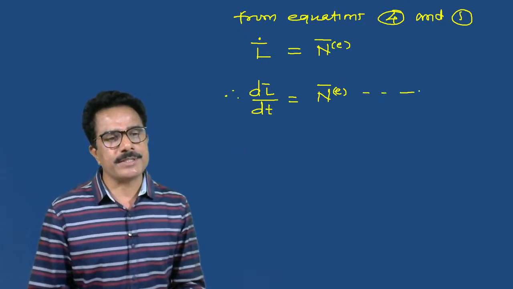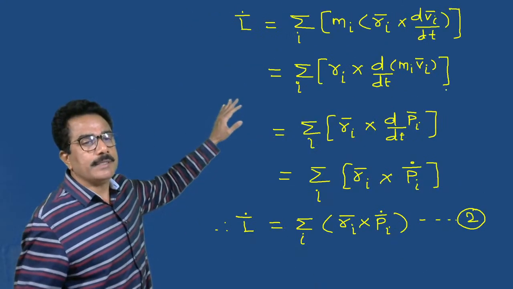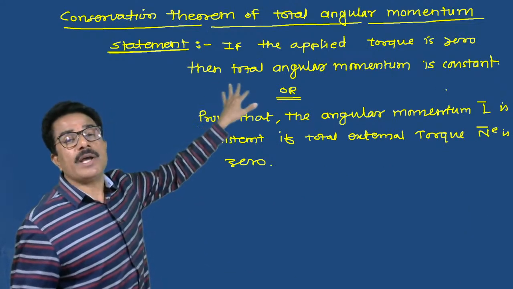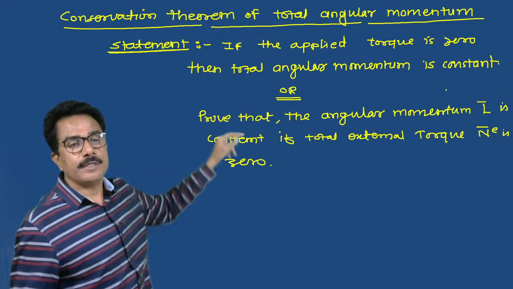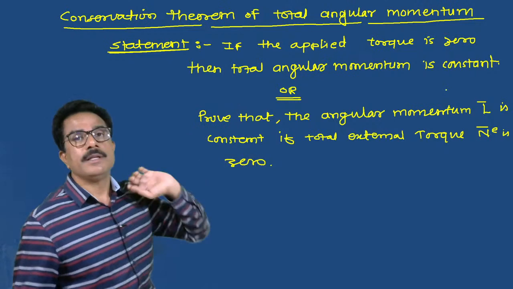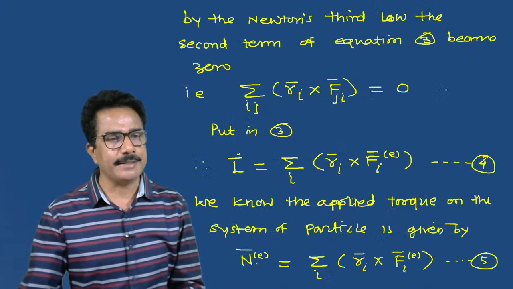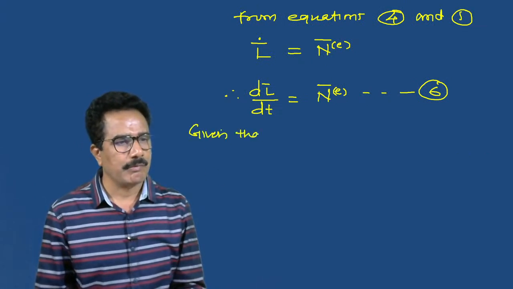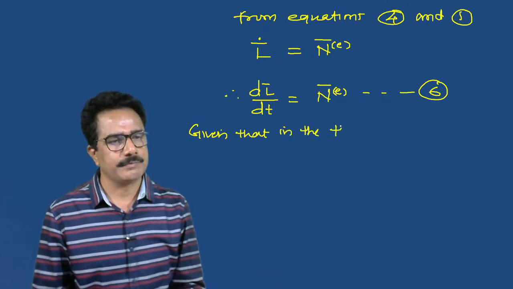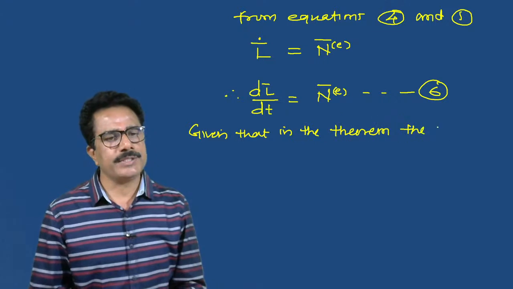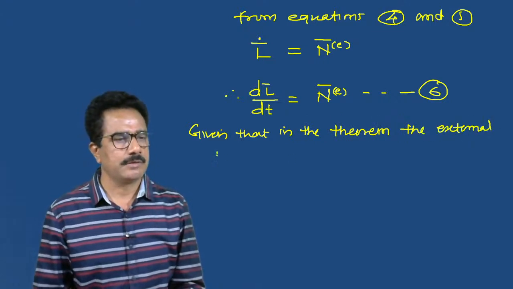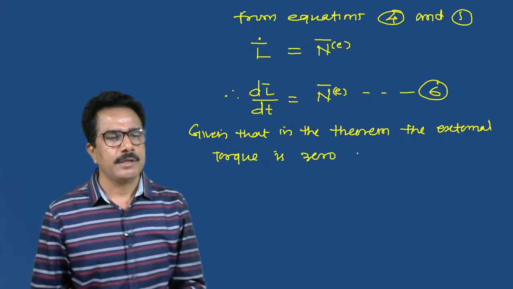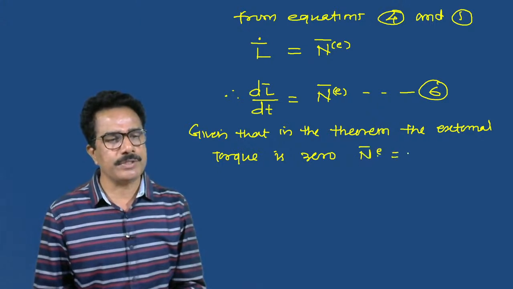Suppose this is equation 6. According to the statement of the theorem, if the applied torque is 0, that is, if the external torque is 0, as given in the theorem, that is N_e bar is equal to 0.